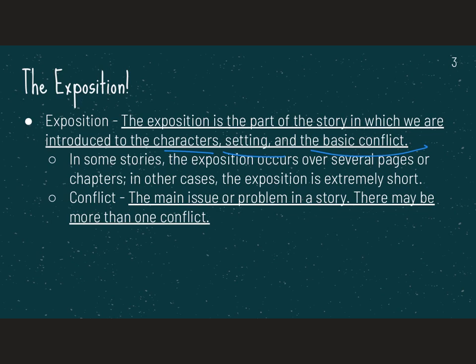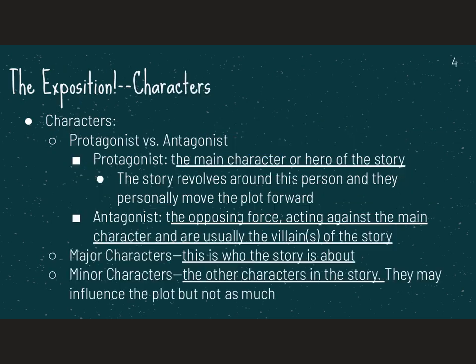In addition, there's also the conflict. The conflict is the main issue or problem in a story. There may be more than one conflict, though. Let's talk about characters. There is usually a protagonist versus an antagonist. The protagonist is the main character or the hero of the story. The story revolves around this person and they personally move the plot forward. The antagonist is the opposing force acting against the main character and is usually the villain of the story. So our protagonist is fighting for whatever they want, and the antagonist is opposing them, trying to fight back.